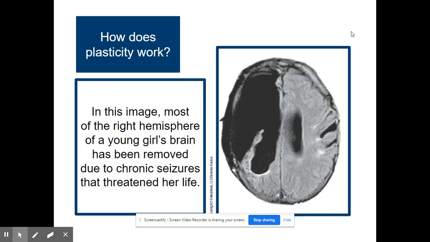So how does it work? Practicing music, for example, thickens the brain. That helps our executive functioning, our working memory, our attention control, and organizing and planning. So in this case, this young girl who has had seizures was able to have this hemispherectomy. And so what happens is our brain begins to adapt and change so that this girl can function.